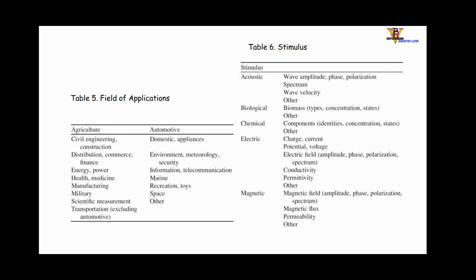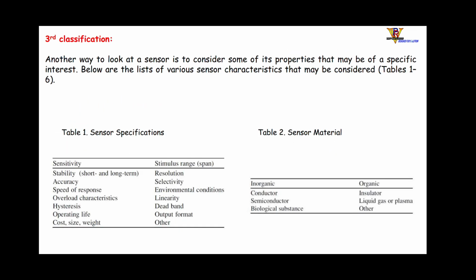In acoustic we may have wave amplitude, phase, polarization, spectrum, wave velocity, others. Biological: biomass you can detect, chemical components, concentration of states. Electric: charges, current, potential, voltage, electric field, conductivity, permittivity, and other parameters you can detect. Magnetic: field, amplitude, phase or polarization, spectrum, magnetic flux, permeability, and others. These are the stimuli you can detect as a magnetic stimulus. So these are the classifications.